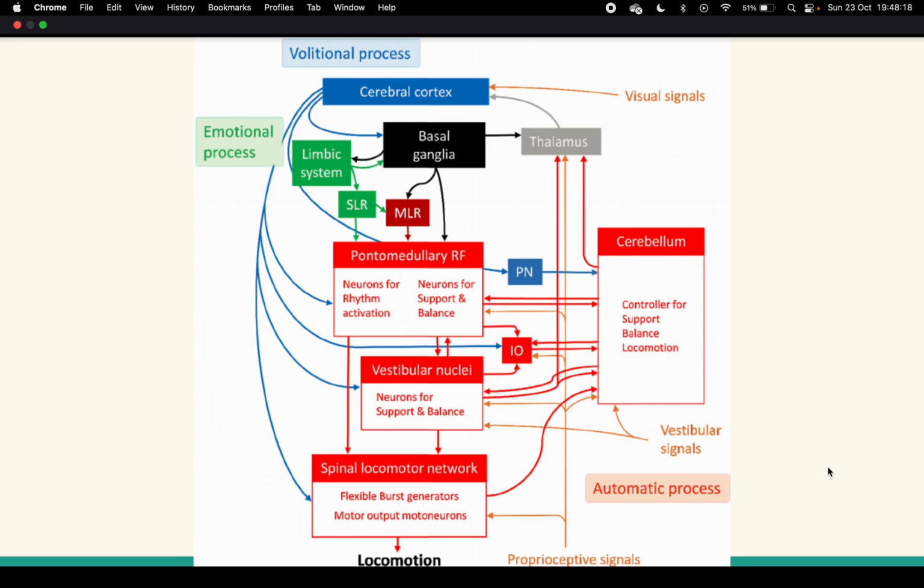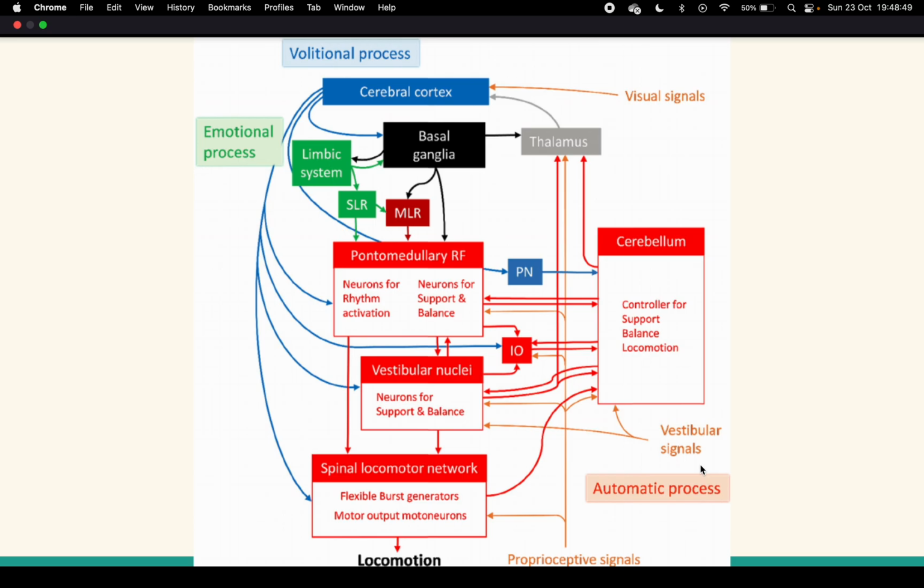So this is a complex but yet a mind map of what actually happens during the gait. All the visual signals will reach the cerebral cortex, and all the proprioceptive impulses will go to the spinal locomotor network and also to the thalamus. From the thalamus again the signal will reach the cerebral cortex. So from the cerebral cortex, and also other stimuli like from the cerebellum via the vestibular signals.